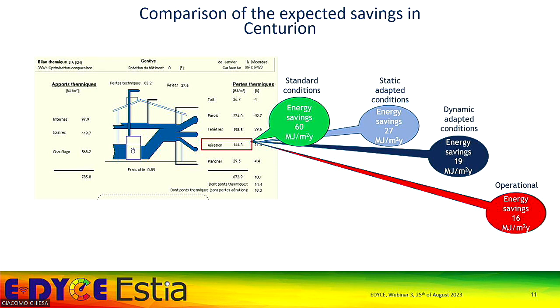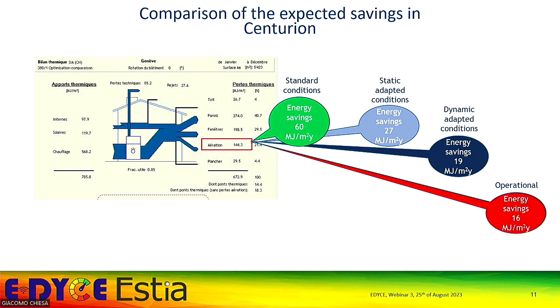This really emphasizes the need for dynamic simulation to know how much you should expect as a saving, because this modular ventilation system is a dynamic system itself. So having static simulation, and even worse with standard value, really gives you high hopes in comparison to the reality.